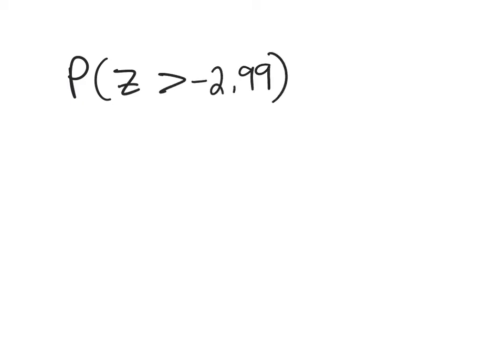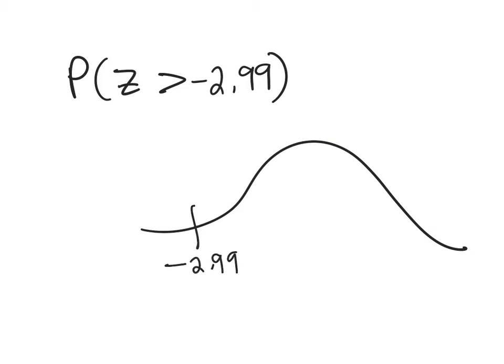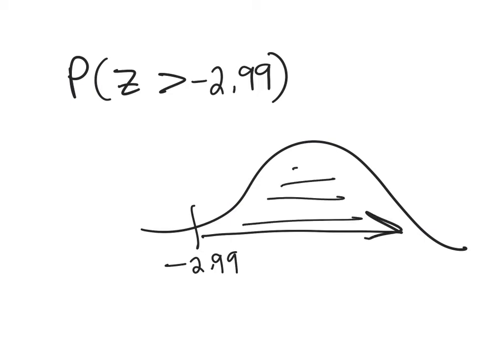First one is find the probability that z is greater than, this is my number 2, that. So z tells us it's a standard normal curve, and then I'm looking for z is greater than negative 2.99. Now this is negative almost 3, essentially 3 standard deviations, and z is greater than that, so I'm looking for the area to the right of that curve.